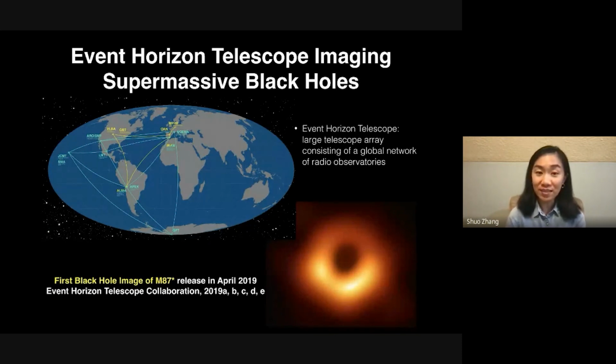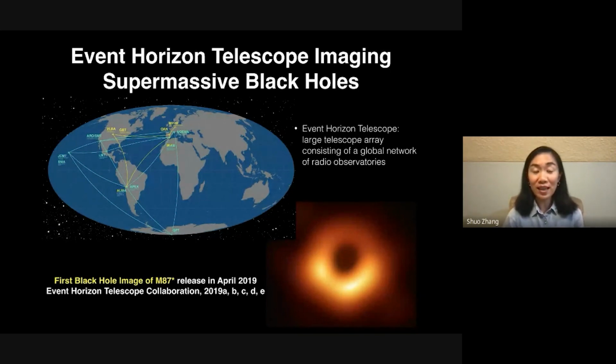As you can see in this map, the Event Horizon Telescope consists of ground-based radio telescopes located on different continents, in North and South America, in Europe, and at the South Pole, to name a few. One of the major breakthroughs in recent years in astronomy is the direct image of a black hole. The first ever direct image of a black hole was released in April 2019. Maybe some of you remember, it was all over the news. That is the direct image of a very nearby supermassive black hole in the center of the M87 galaxy.